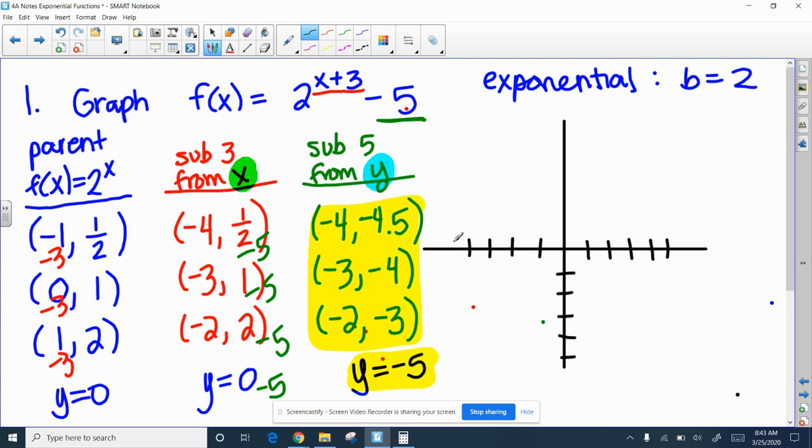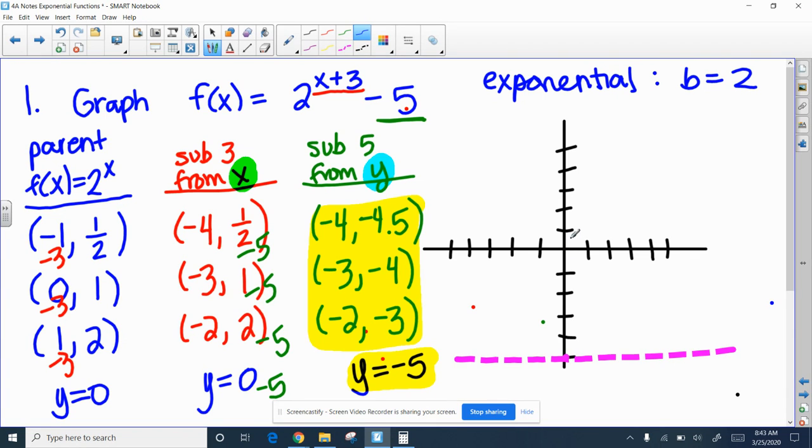I'm just going 5 in each direction since my asymptote is at y equals -5. So to draw this in, I am going to -5 on the y-axis. And when we draw in our asymptote, it's a horizontal line. That's the most common error. People try to draw that in as a vertical line, but y equals -5 is a horizontal line.